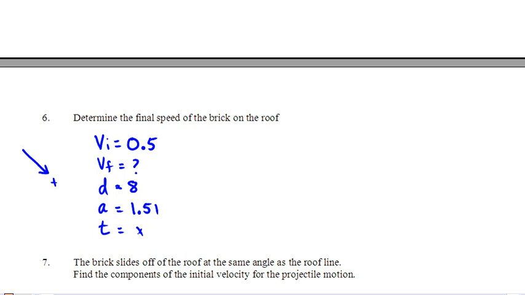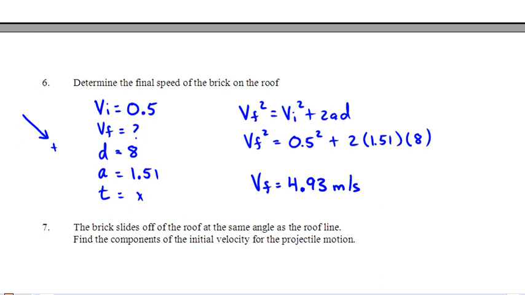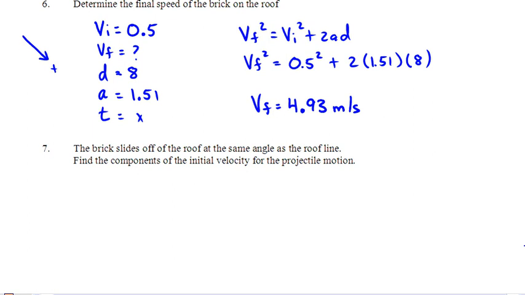Kind of trying to avoid time for the moment. Don't have a stopwatch on it. So it looks like we could go with VF squared is equal to VI squared plus 2AD. So VF squared is equal to 0.5 squared plus 2, rounding a little on this 1.51 number, times the 8 meters. When I took the square root, rounding a bit, I got 4.93 meters per second. That's how fast that brick is going to be sliding along the surface of the roof when it gets down to the bottom of the roof.